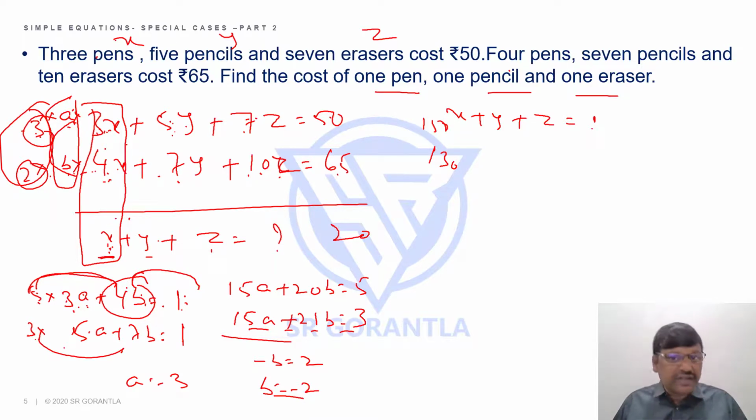So please do watch that video, students. I don't want to repeat the same thing here, right? So finally, what is the answer? x plus y plus z. One each is how much? 20. That's how we can solve the problem, right? We'll see one more special case, students.